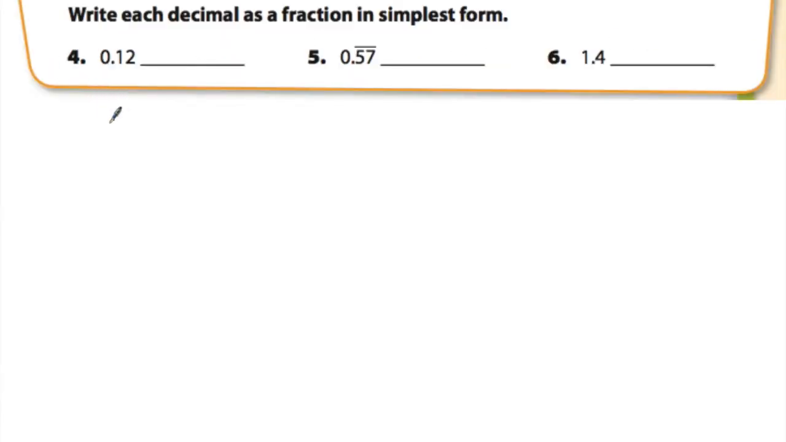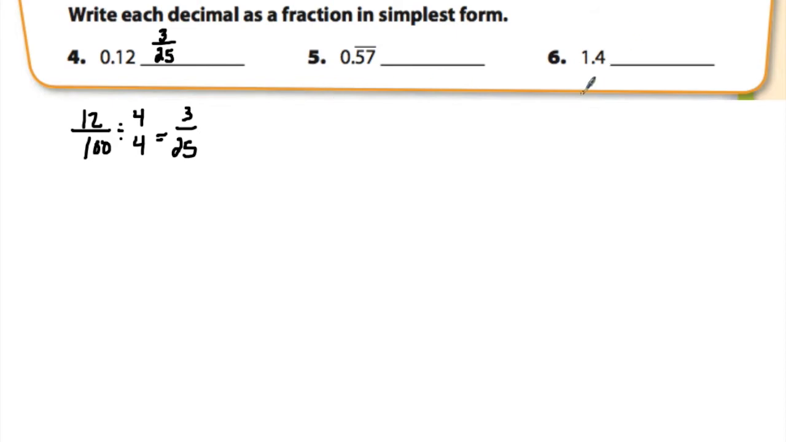Okay, so for the first one, we should be able to do this easily. 12 hundredths is 12 over 100. Both of them are divisible by 4. 12 divided by 4 is 3. 100 divided by 4 is 25. So 12 hundredths as a rational number is 3/25.